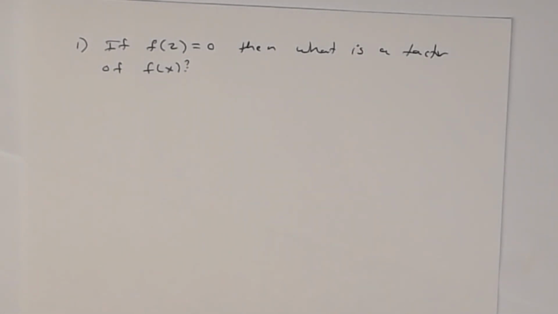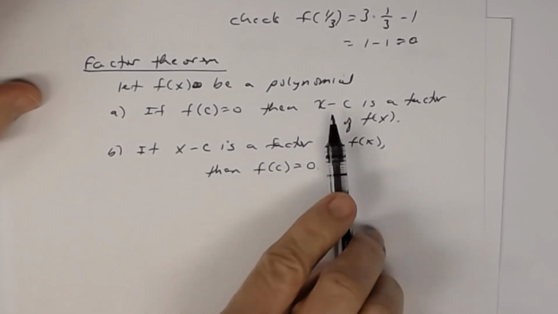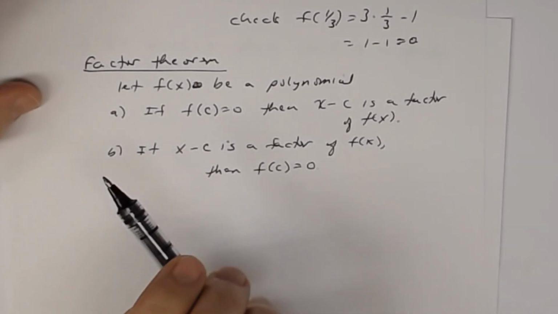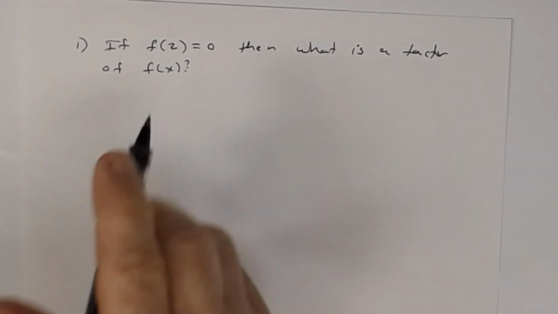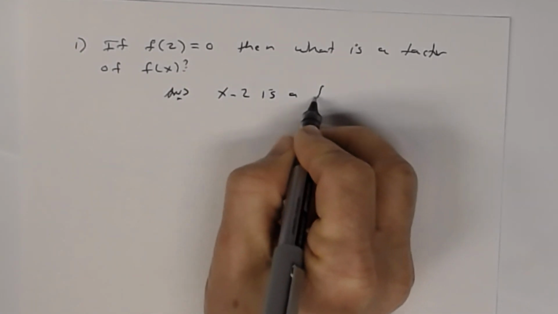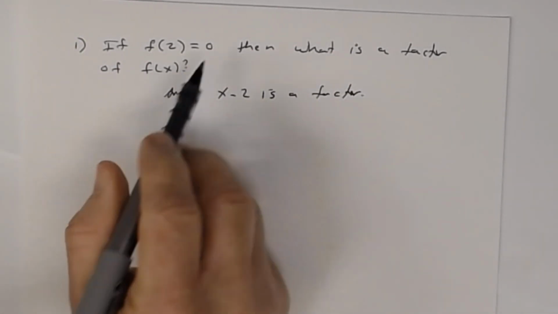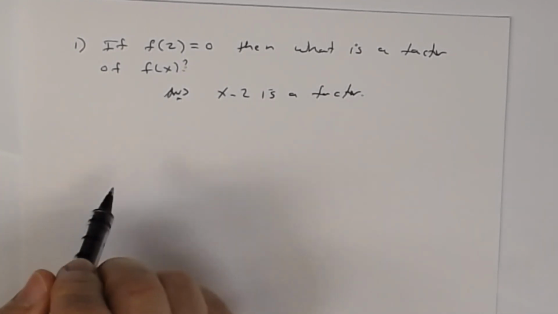All right, let's look at some problems dealing with factors and zeros. Suppose you're told that f of 2 is equal to 0. Then what is a factor of f of x? Remember, according to the factor theorem, if f of c is equal to 0, then x minus c must be a factor. So the answer, you would say x minus 2 is a factor. This is your c, so x minus c, x minus 2 is a factor.